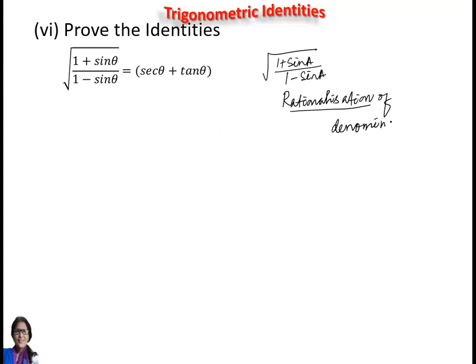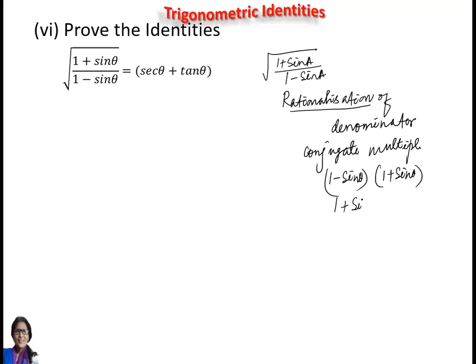That means I'll multiply it with its conjugate. What's the conjugate? Conjugate is, if it is 1 minus sin theta, multiply with 1 plus sin theta. If it is 1 plus sin theta, multiply with 1 minus sin theta, both in numerator and denominator. This is the rationalization. So I'll start from LHS.